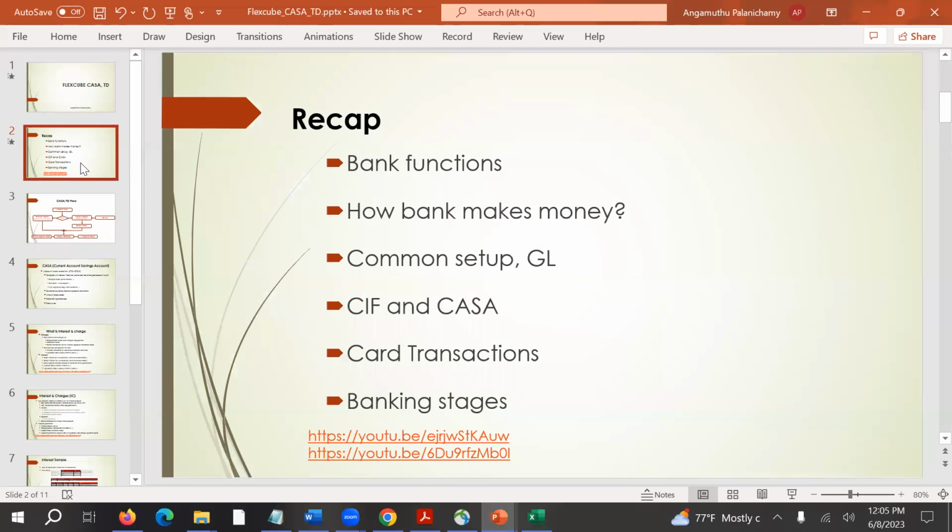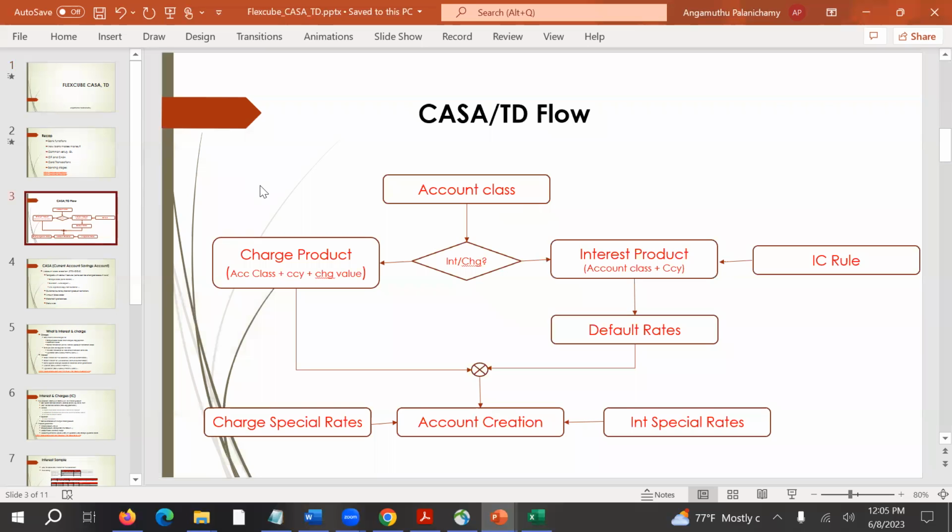I have some other videos, so I have put in just a recap of the previous sessions. I think I can skip over it for the time being. This is the normal CASA or TD flow, how it is architected in FlexCube.